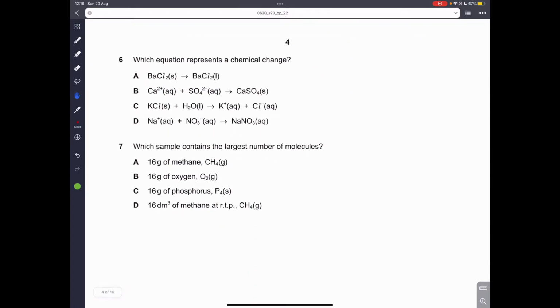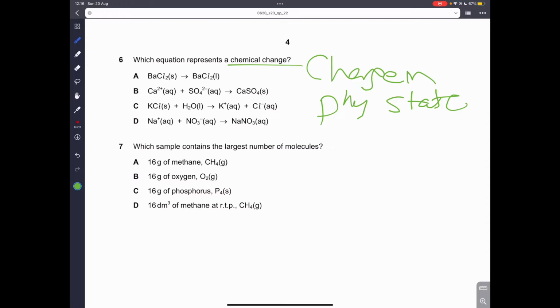Question number 6. Which equations represent a chemical change? Okay, you have to know the difference between a chemical change and a physical change. A chemical change is when you react two reactants with something to make a product. However, a physical change is basically a change in physical state. What do I mean by this? A change in physical state could be from solid to liquid, liquid to gas, or vice versa.